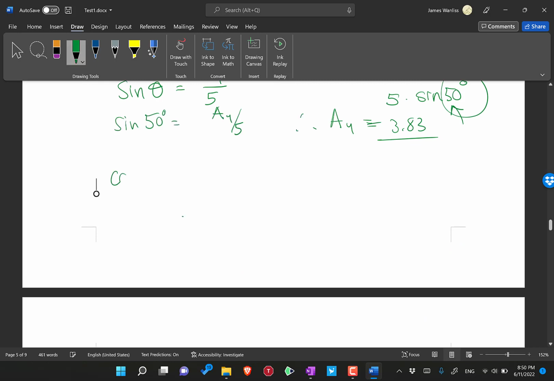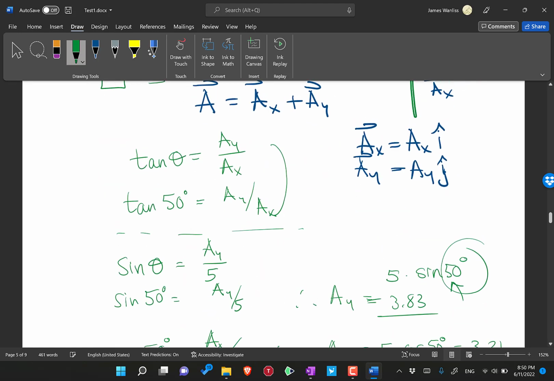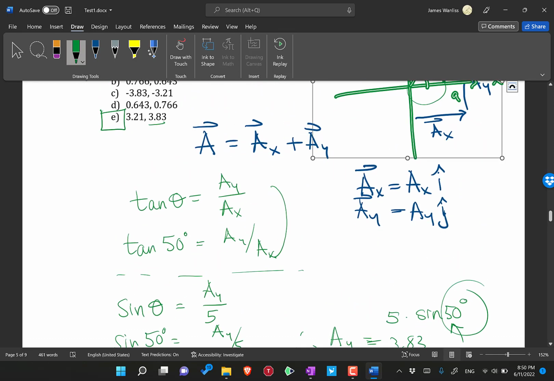And then I can use cosine of 50 degrees is equal to AX over 5. Therefore, AX is equal to 5 times cosine of 50 degrees, which is 3.21. Could be this. In fact, that's all it could be. This is the answer. And let's just check, make sure. AX is 3.21. Yes, it is E.